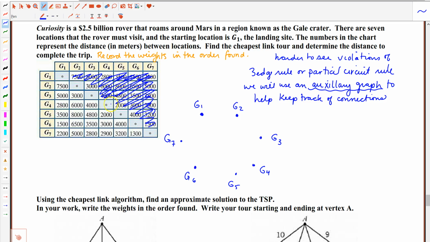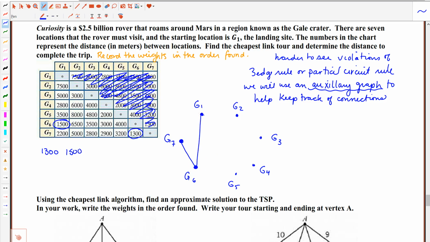Okay, so now just using the numbers down here, what is the smallest number that we see anywhere in the graph? Running through these columns, it looks like it's going to be this 1300. So I'm going to go ahead and record it and then mark it. This 1300 is a connection between G6 and G7. So I'm going to keep track of that on my auxiliary graph. The next lowest number that we're seeing anywhere, oh, and I like to circle it too to remind myself that I grabbed it. Okay, the next lowest number I'm seeing anywhere is this 1500. So I'm going to circle it, record it, and mark it. That's a connection from G6 to G1.